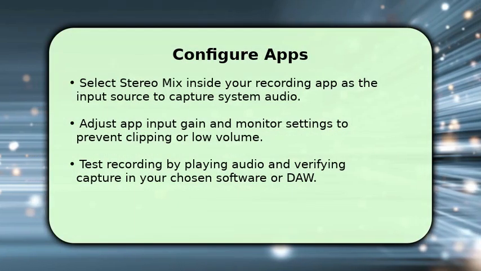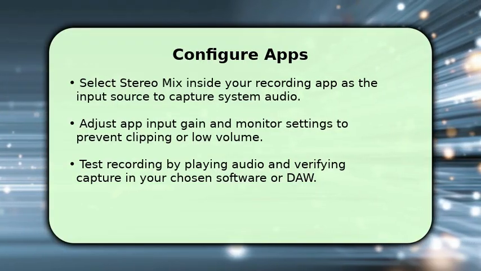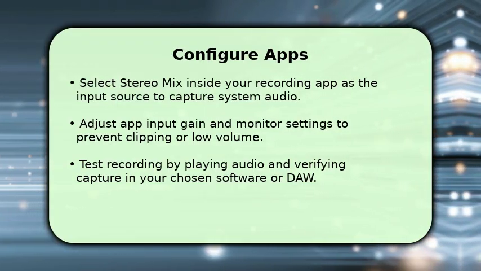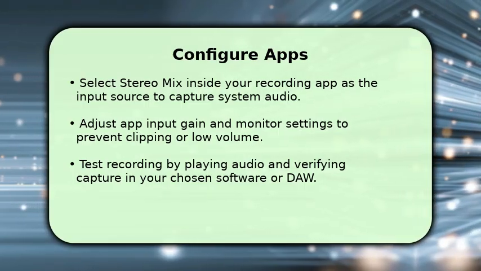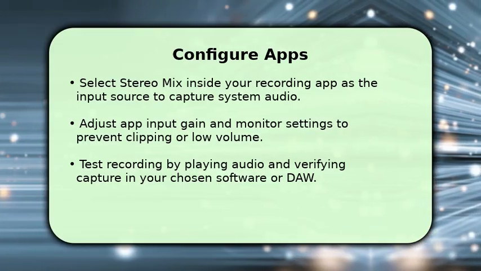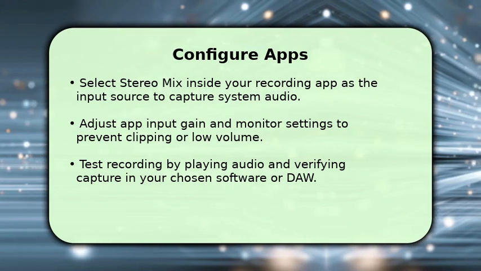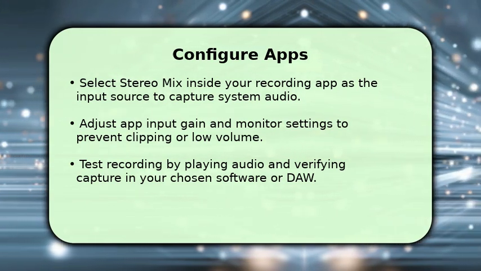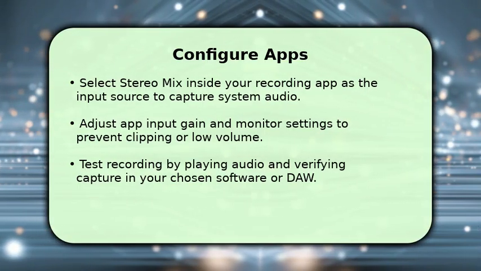Once Stereo Mix is enabled, open the app you plan to use and choose Stereo Mix as the input source. Adjust input gain, sample rate, and monitoring preferences to avoid distortion and ensure proper levels. Run a short test by playing system audio and recording a sample, then listen back to confirm clarity and balance. Save your configuration or create a preset to streamline future captures and avoid reconfiguration.